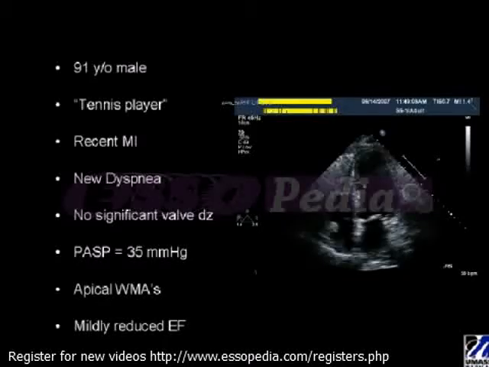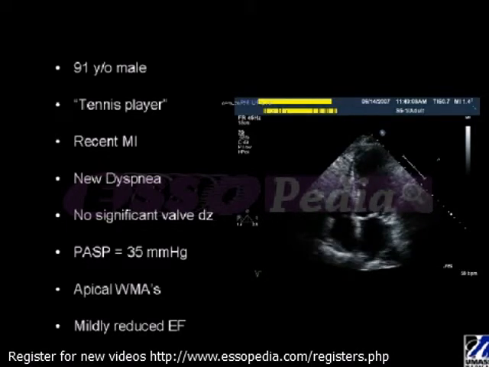This next example is a 91-year-old male who was a tennis player, very active, with a recent MI, unfortunately, that has new dyspnea with no significant valve disease. His PASP is 35 millimeters of mercury, which could be normal in a patient of his age. Apical wall motion abnormalities are evident here, and we see that the EF is mildly reduced.